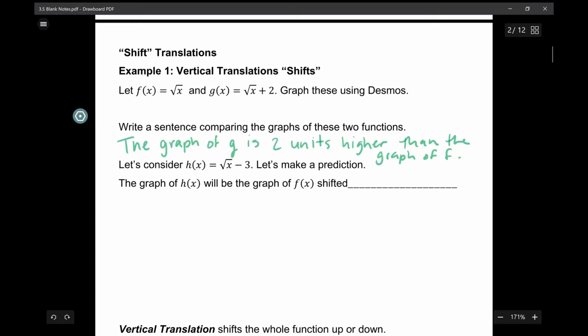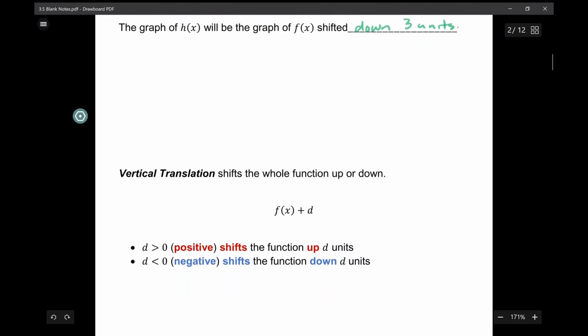And the graph of h of x will be the graph of f shifted down 3 units. All right, so those are vertical translations. And here is the rule, just so you can put it down in your notes. Vertical translations shift the whole function up or down. It is added on the outside of the function, so not inside the f of x, on the outside. If d is positive, it shifts up d units. If d is negative, it shifts down d units.